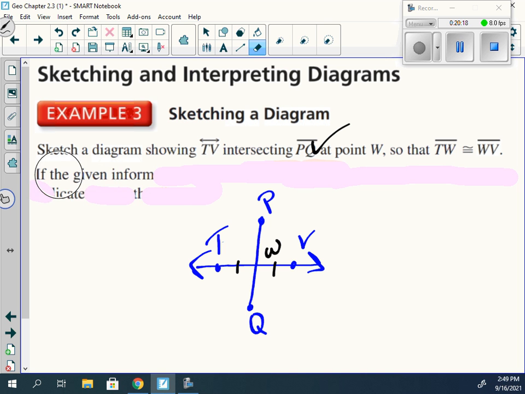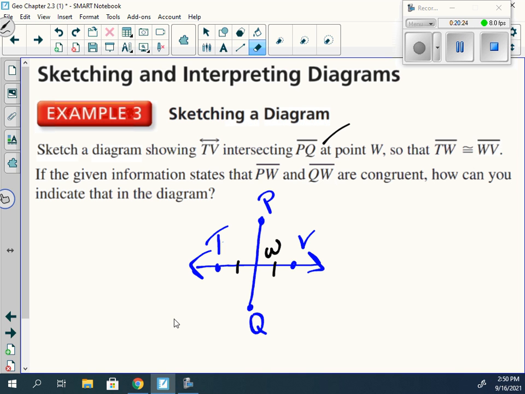Now, I know this is not in your note sheet. Don't worry about trying to write that down. If the given information states that PW and QW are congruent also, how can we indicate that in the diagram? Well, I can put two of them. Because if T, W, V, W, PW, and QW were all congruent, we would put how many on each one? Just one.